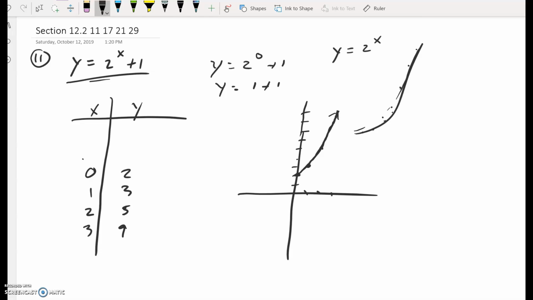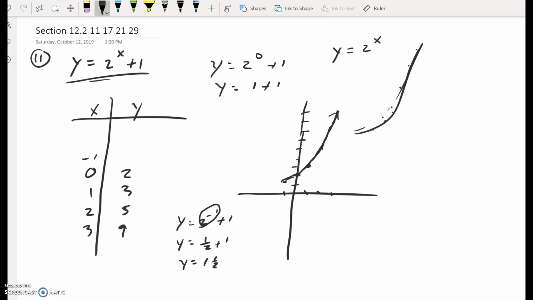Now what happens if we put in -1 here? Well, that's worth writing down. We get y equals 2 to the -1 plus 1. 2 to the -1 means the reciprocal of 2. That's 1/2 plus 1. Y equals 1 1/2. So when you put in -1, you get 1 1/2.